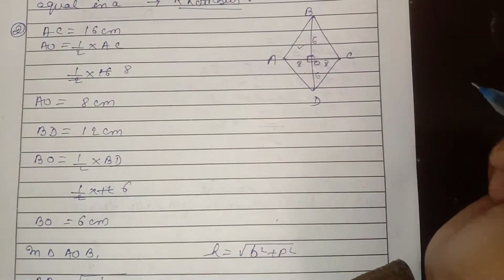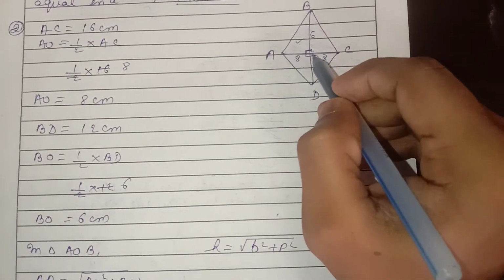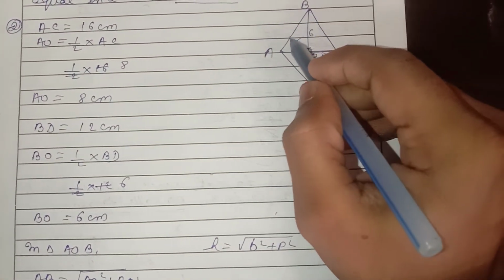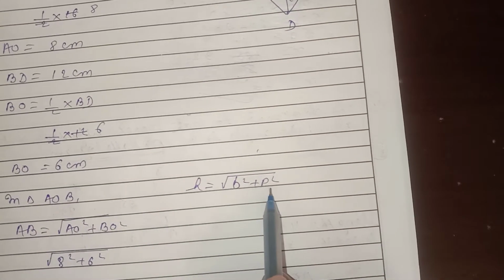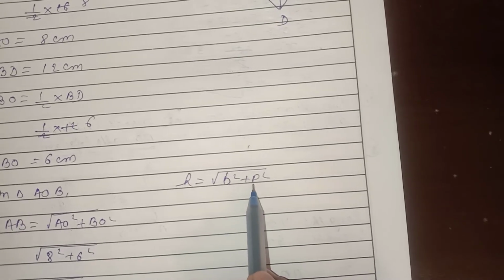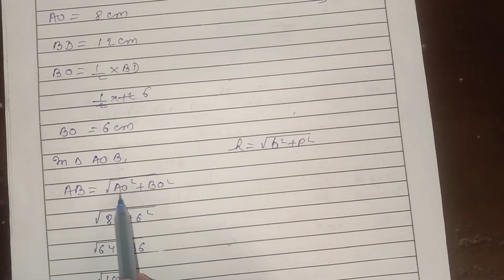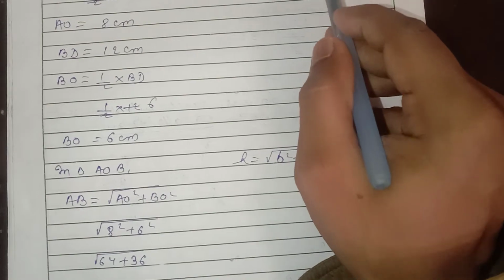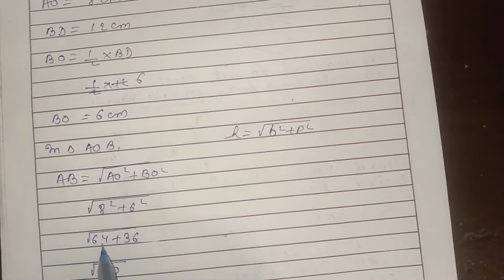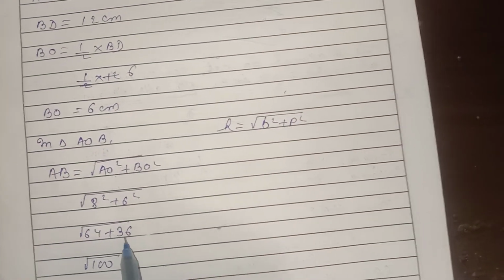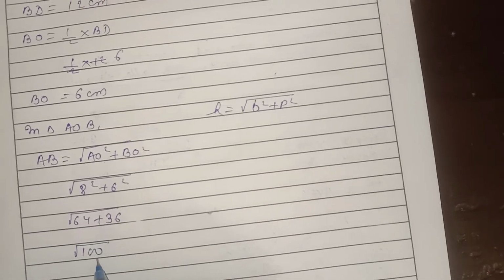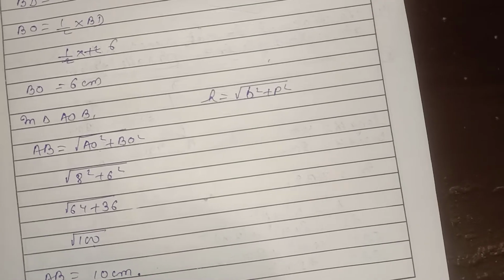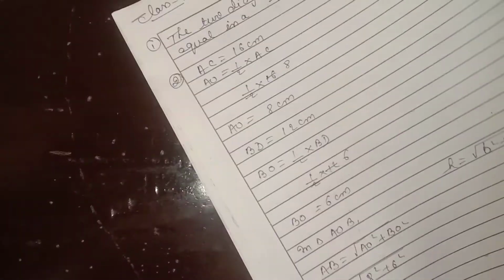For example, if we are taking this, in triangle AOB, hypotenuse is AB. Hypotenuse is equal to root under B square plus P square. B means base, P means perpendicular. Base is 8 and P is 6. So 8 square means 64. Perpendicular is 6, so 6 6 are 36. If you add both of them, you will get 100. Therefore, the value of AB is 10 centimeter, which means the side of the rhombus is 10 centimeter.